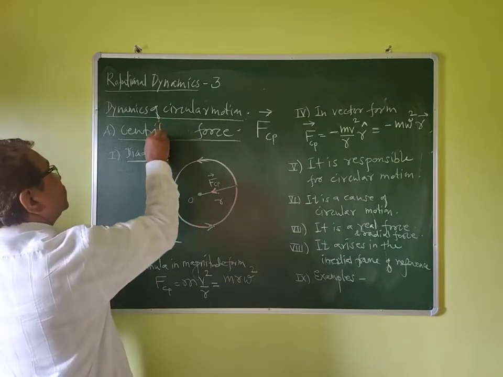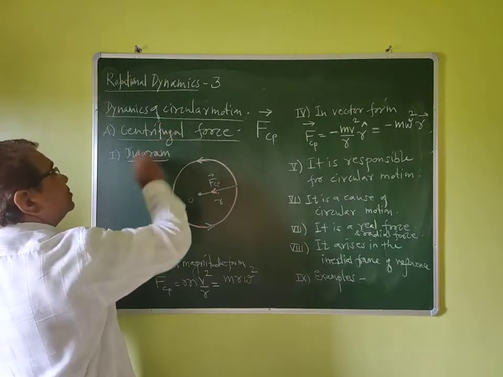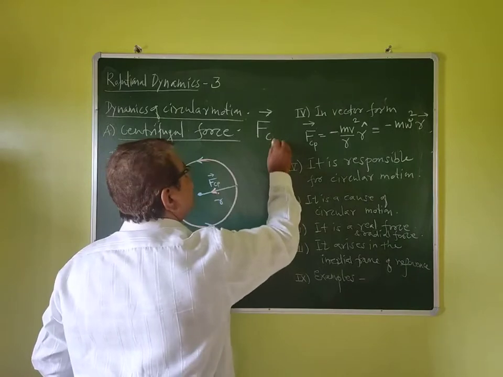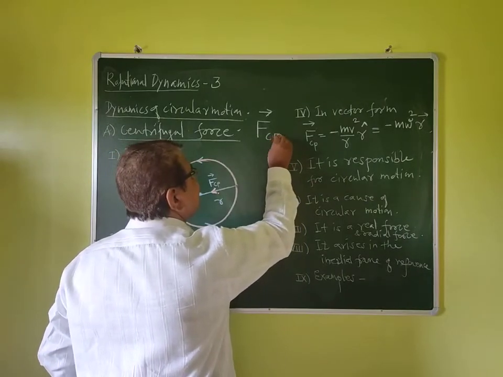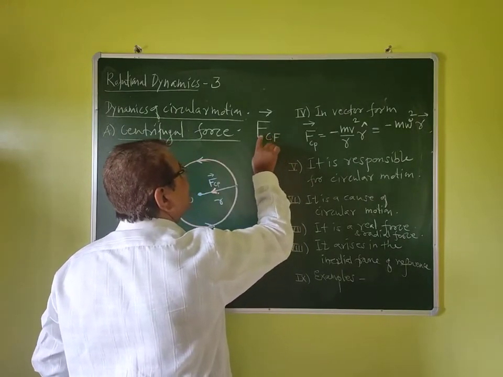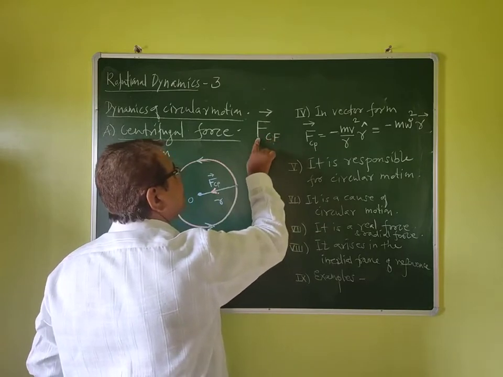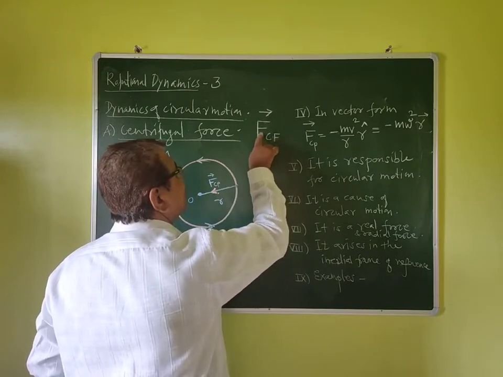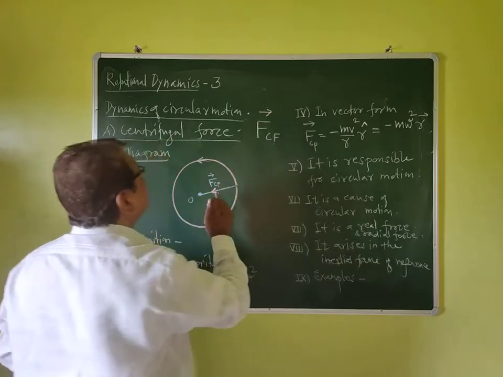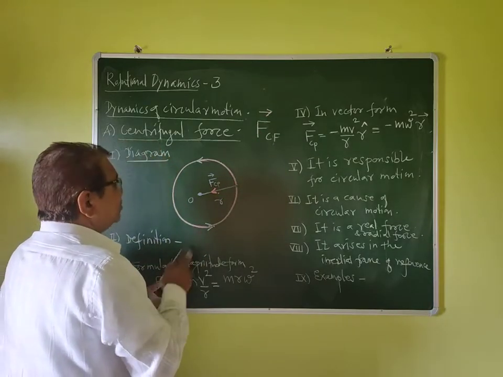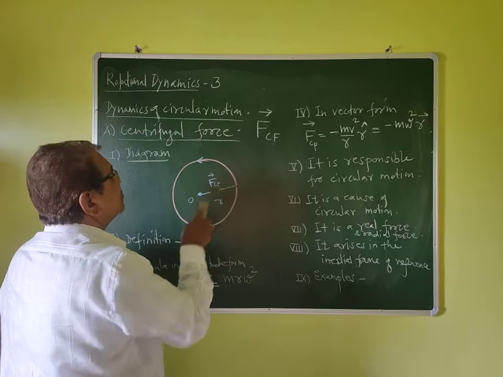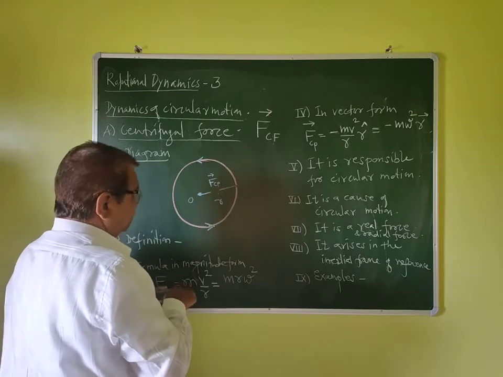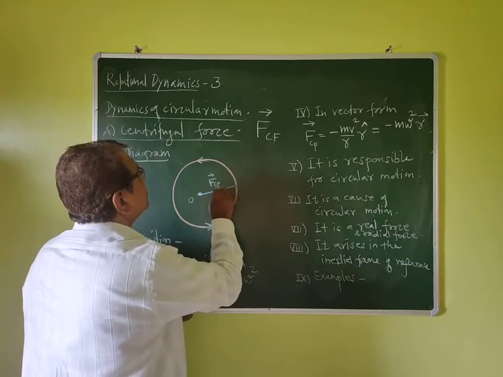Centrifugal force. Centrifugal force is denoted like this, CF, centrifugal force, with an arrow over the head. So the direction of the arrow is outside, like this.